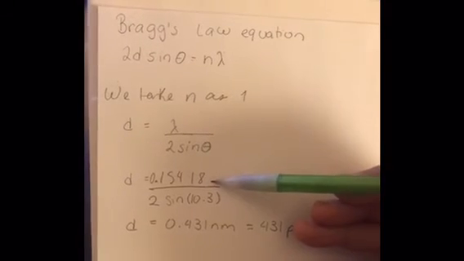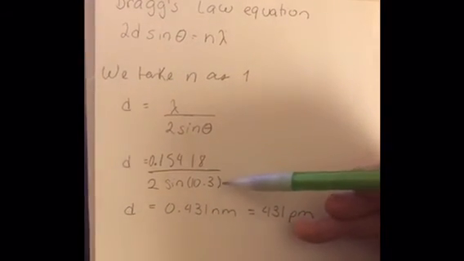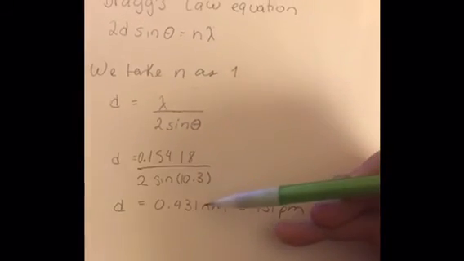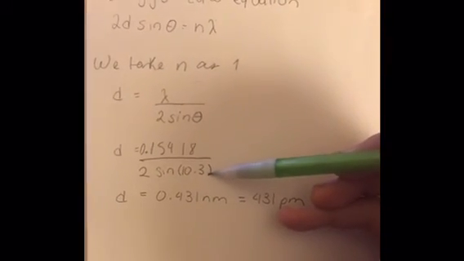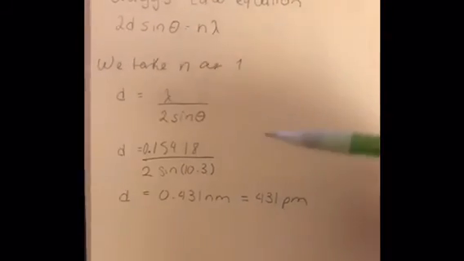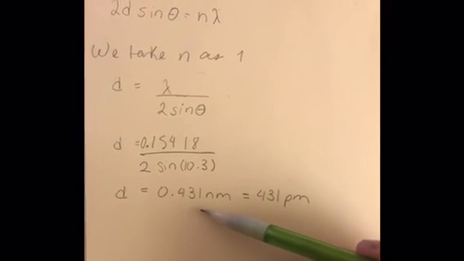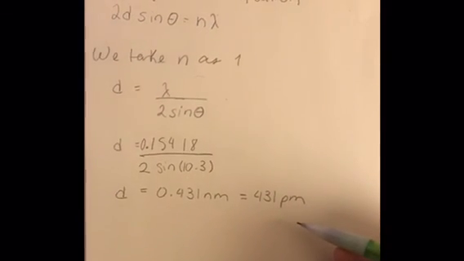This is given, and the highest peak is around 2 theta equals 20.6 or so, and because it's 2 theta and we only want theta, we divide it by 2 and get 10.3. So by doing the calculations, we get that the d-spacing is 0.431 nanometers, which would equal 431 picometers.